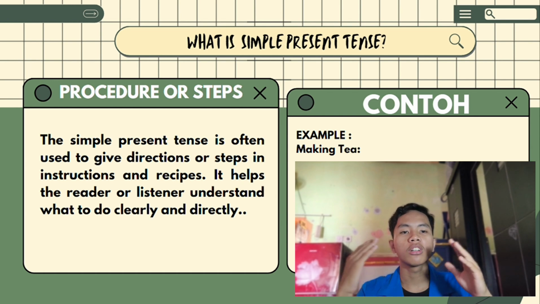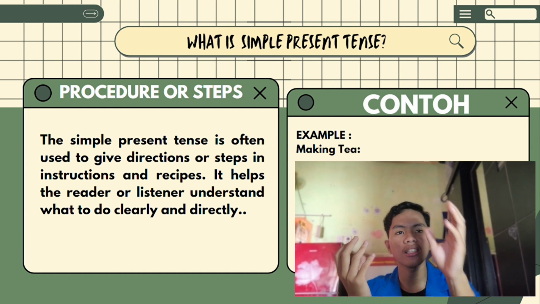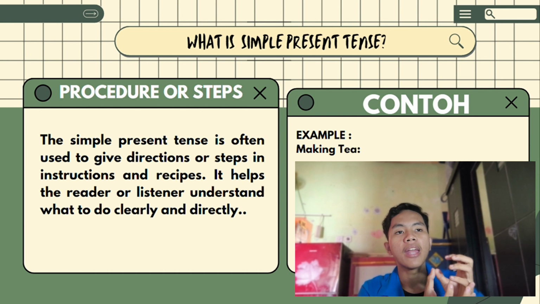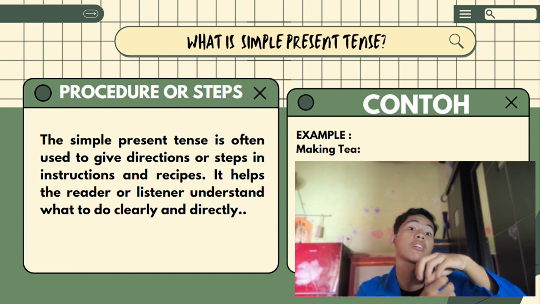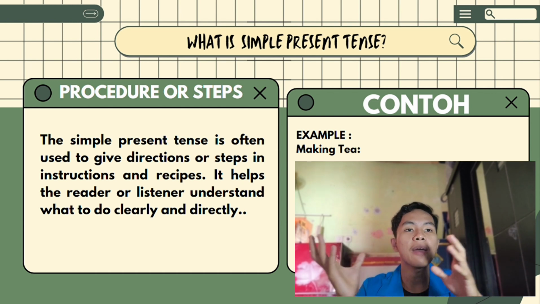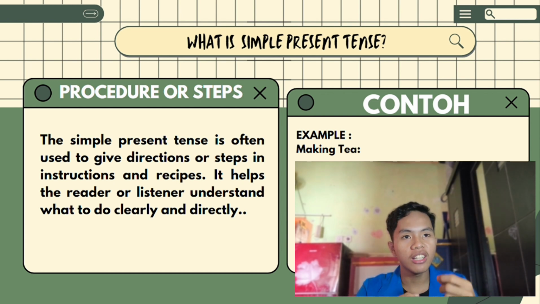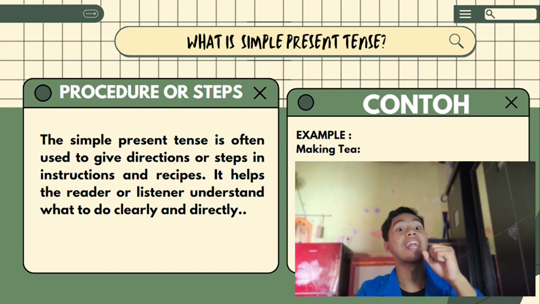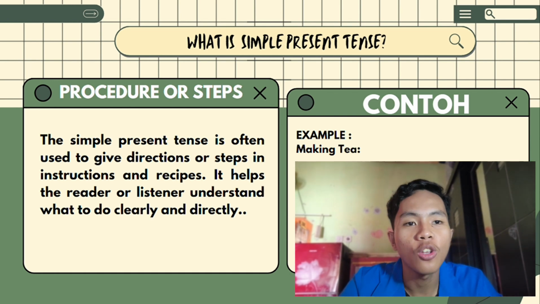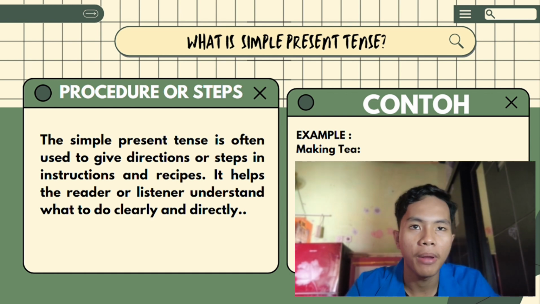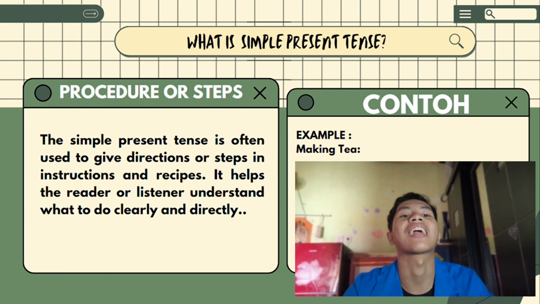First, boil water in a pot. Next, add the tea bag to the boiling water. After that, let it steep for 5 minutes. Finally, pour the tea into a cup and enjoy. So, this example helps a listener understand what to do clearly and directly.